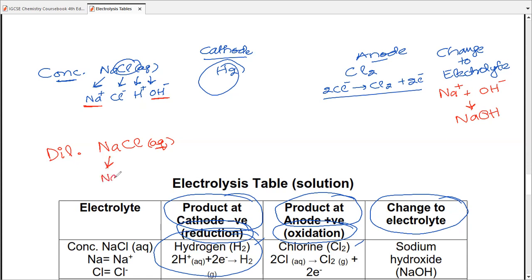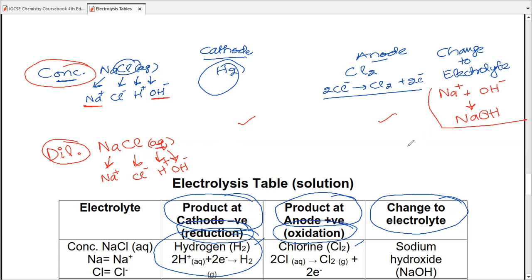Again, this is going to form Na positive ions, Cl negative ions, H positive ions, and OH negative ions. So what's different? All four ions are the same. The difference is about this concentration detail. So is it going to bring a difference at the product at cathode or anode or change to electrolyte? Will that be bringing some difference to it? Let's start with product at cathode. What do you think the product at cathode would be?